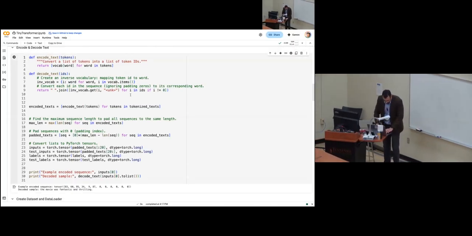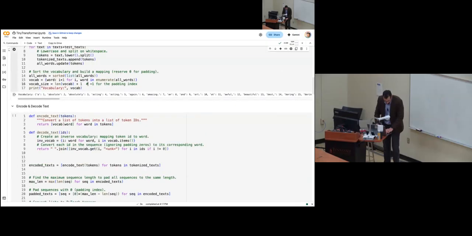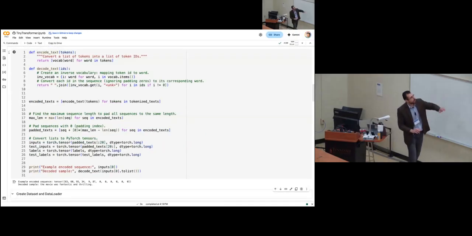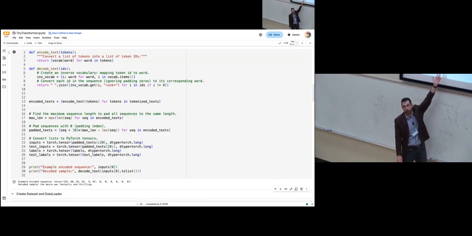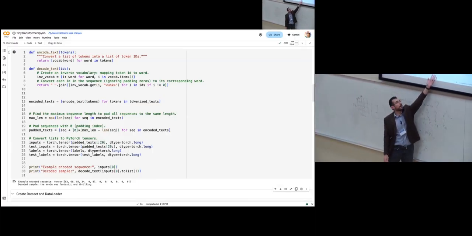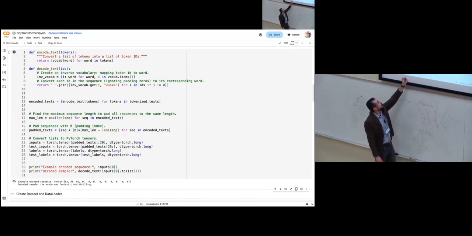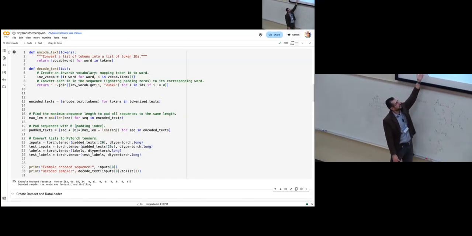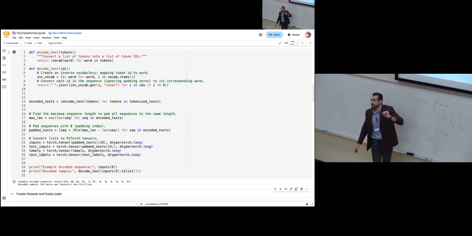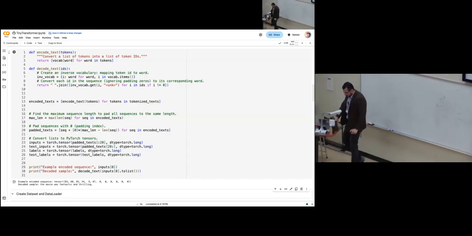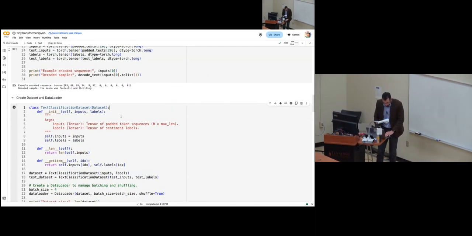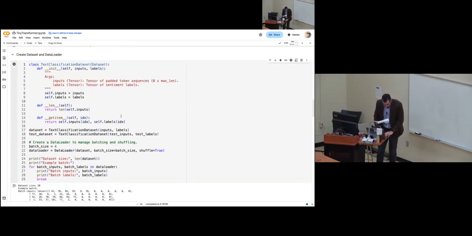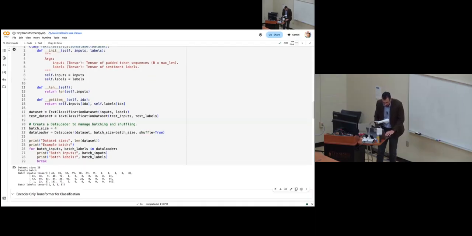For example, you see an example encoded sentence. I don't know if it is large enough. It gives me a bunch of integers and zeros. The zeros are where there is no token. And if I decode it, it says the movie was fantastic and thrilling. So there is 83, movie is 60, and so on. Now I have turned my sentence into a bunch of integers. And I create my data set here.